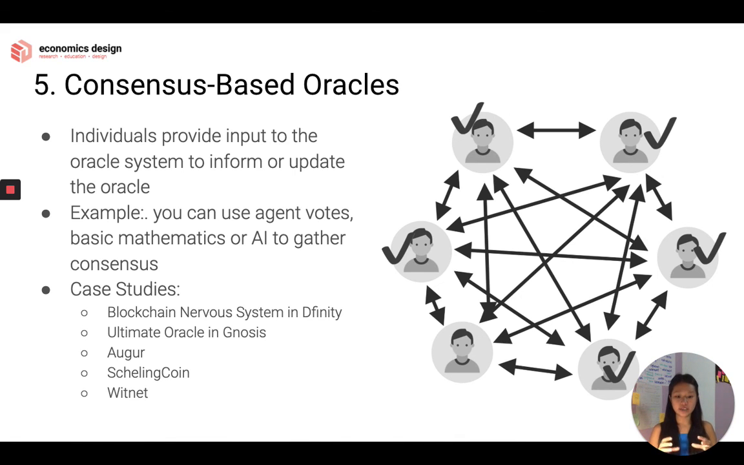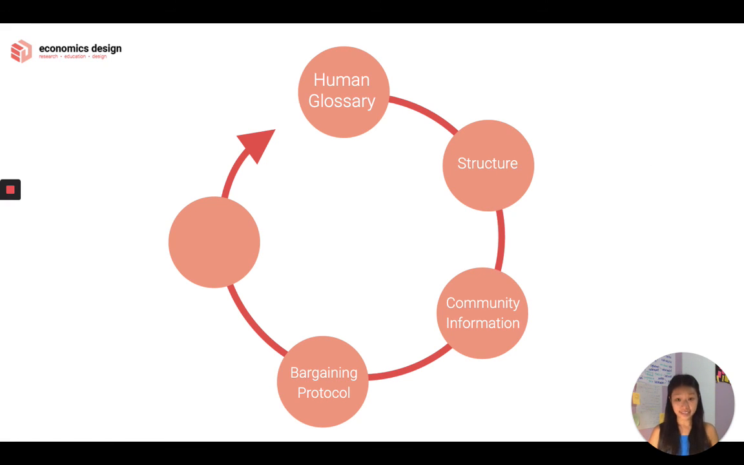Witnet is another one. Just imagine a big computer connected to lots of small computers. These small computers all get information together, and the big computer verifies them against each other. So if you think about it, Shelling Coin is individuals feeding information, and the middle 50% is taken as correct. Witnet is where you have a lot of computer systems giving it information, and then it's verified against each other. That's consensus-based oracles. That's for community information. We're talking a lot about oracles.